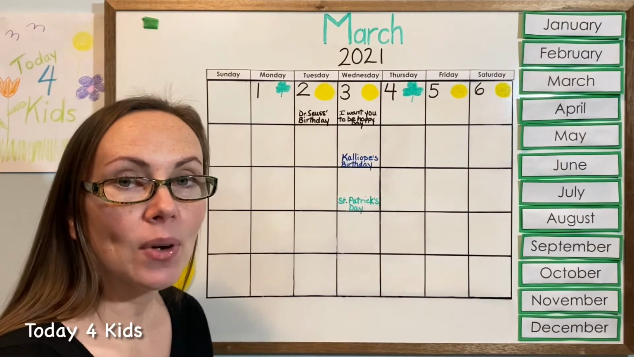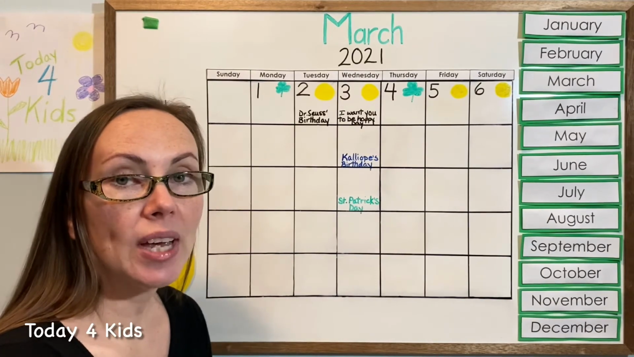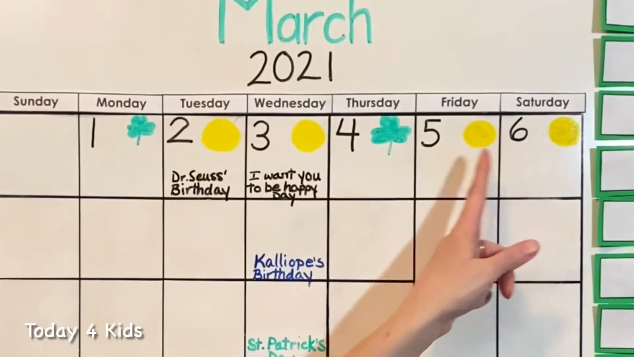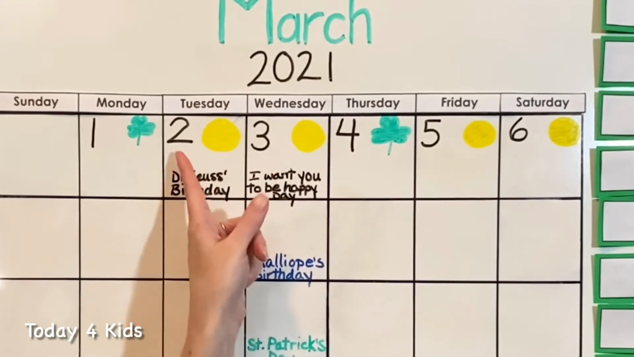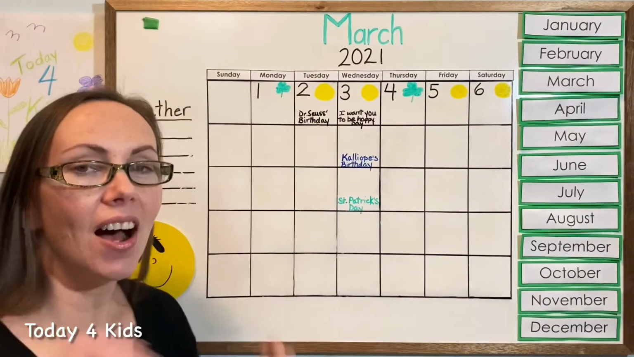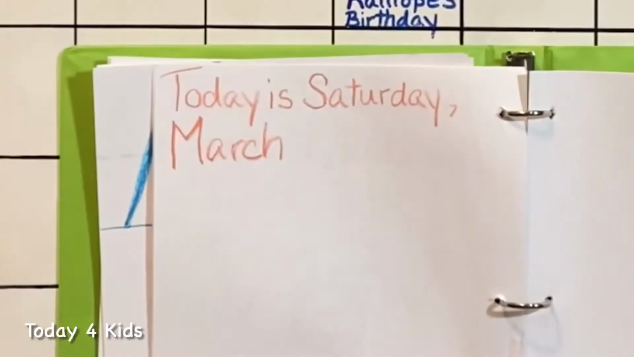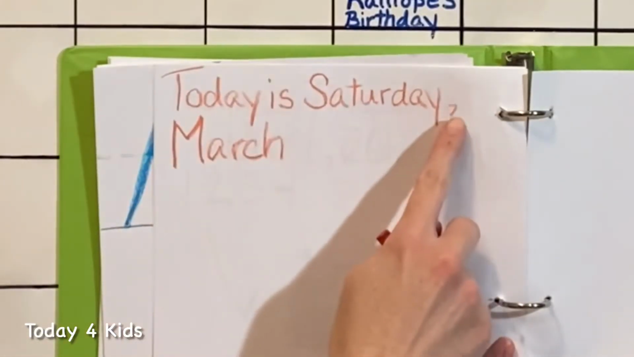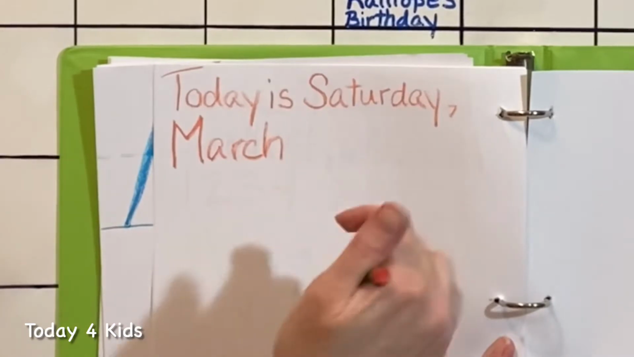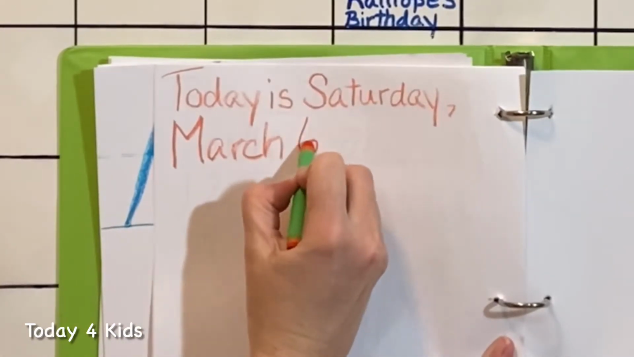Let's count backwards. Are you ready? It's okay if you don't know yet. We'll practice together. 6, 5, 4, 3, 2, 1. Blast off. Good job. Let's put the number 6 into our sentence. Today is Saturday, March 6th. So put the 6 there, and then we're going to put a comma.